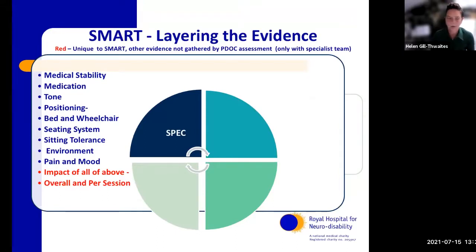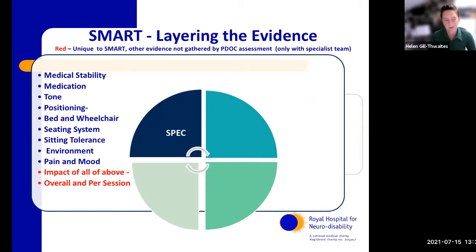Because what we want to do is see, is there any impact of these aspects on the patient during a day or during the 10 assessments that we're doing? And how can we address that? So the wording in red looks at what is just specific to SMART. Some of the other assessments do cover this, but this is very specific to SMART.